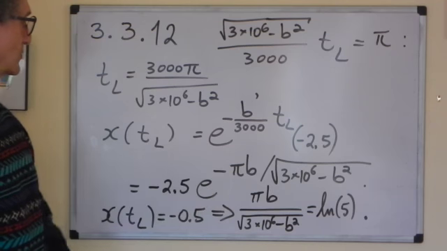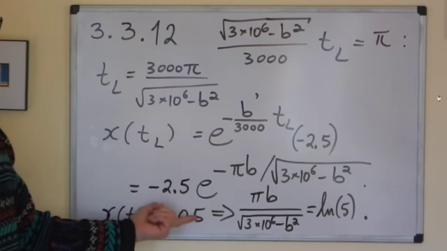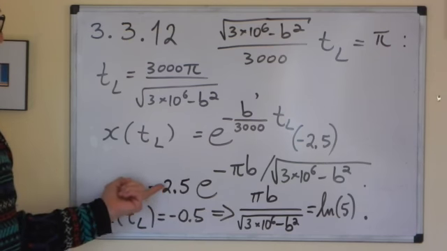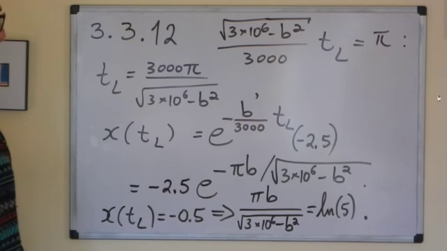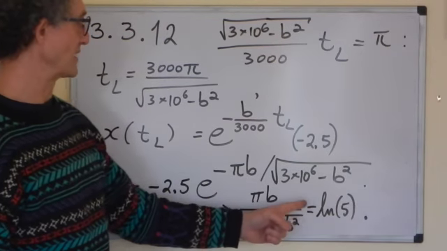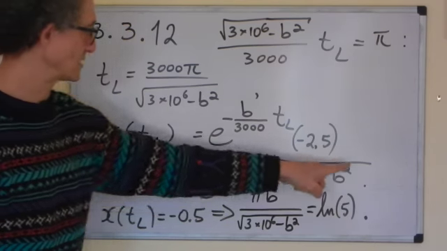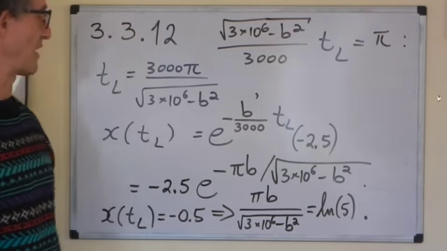And so we want that height, that first minimum, to be minus half a meter, and that gives us that the thing in the exponent is equal to minus 0.5 divided by minus 2.5, which is 1/5, and the log of 1/5 is minus the log of 5, and so we get plus this quantity is equal to the log of 5.